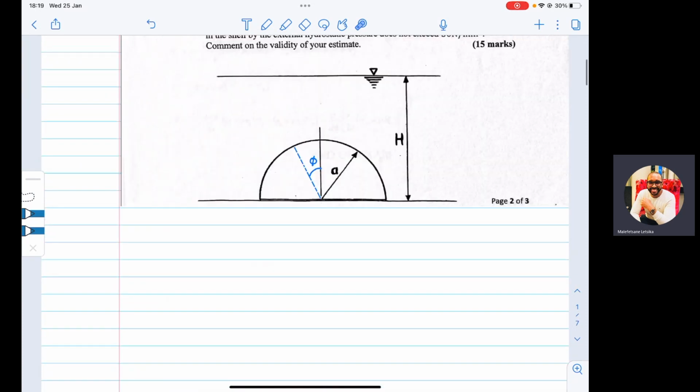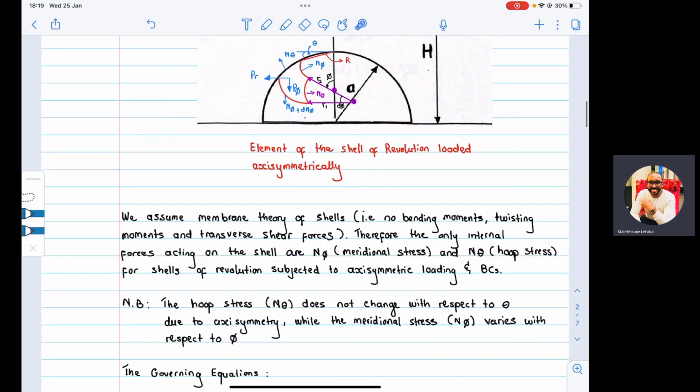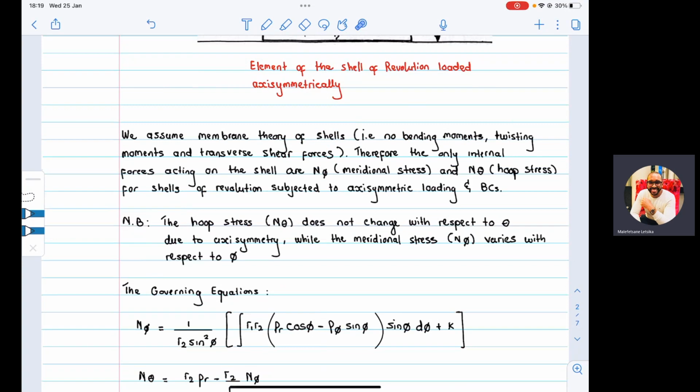It's quite important, phi. So it's that angle that moves from your axis of symmetry, and it increases as you move away from the axis of symmetry. That's your phi. And I think that's it. So basically, that's what I've written here.